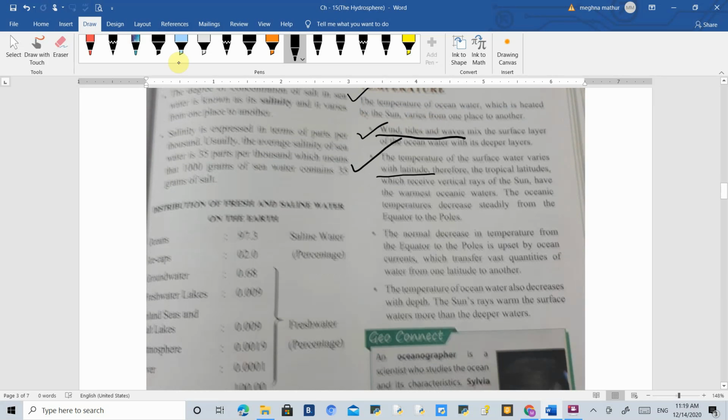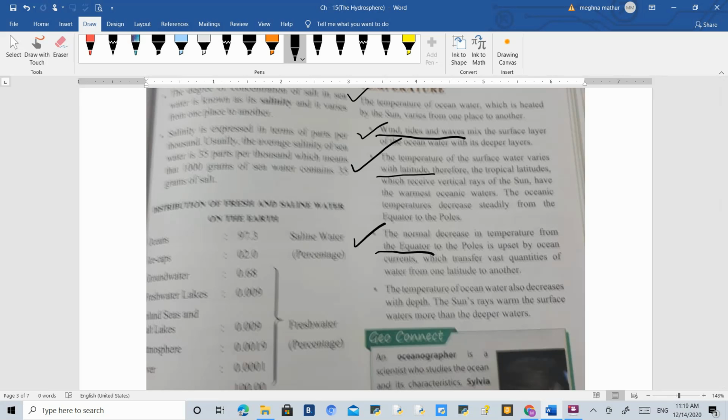Equatorial area is near to the sun, because it receives the direct rays of the sun. That is why it will have hot water. And if the water is near the polar region, then it will be cold water.